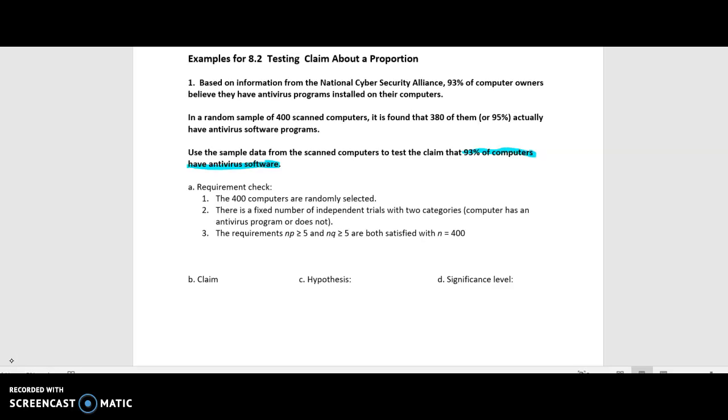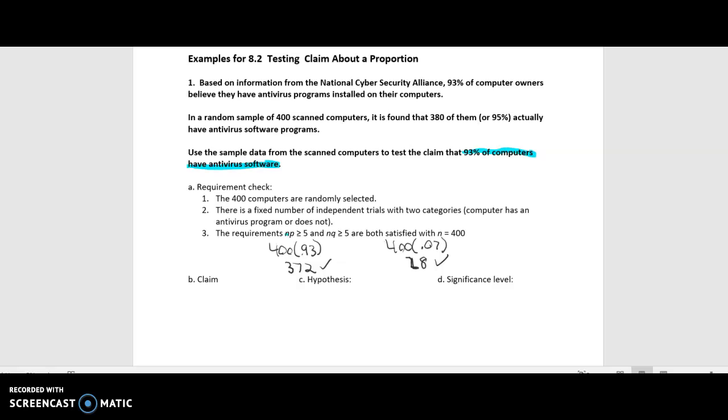Our first step is to do a requirement check to make sure we can actually do this problem. So, the 400 computers are randomly selected. Check. There's a fixed number of independent trials, and there's 2 categories. You either have the software or you don't. And next, we have the requirement of np is greater than or equal to 5, and nq is greater than or equal to 5, and both are satisfied with n equals 400.